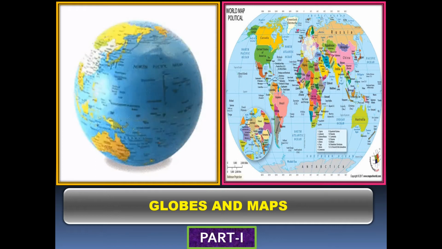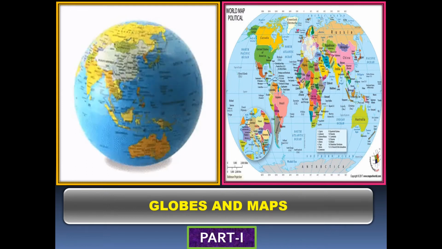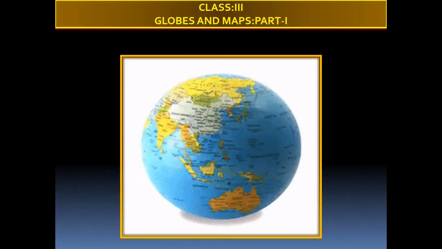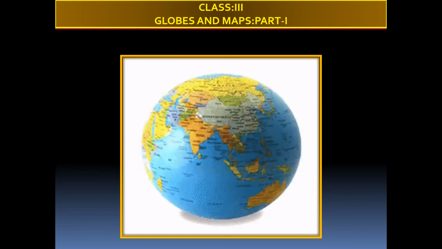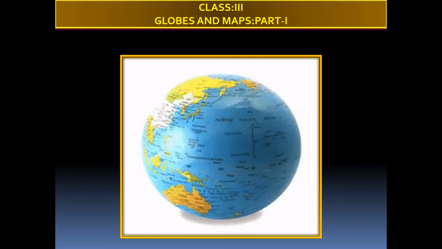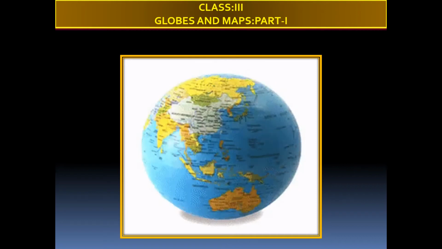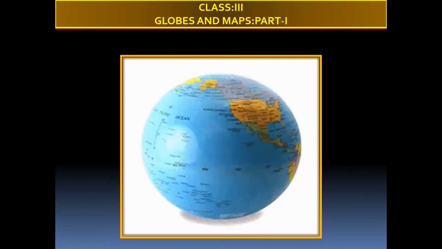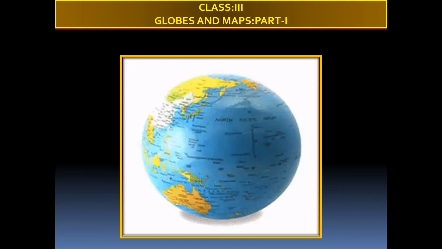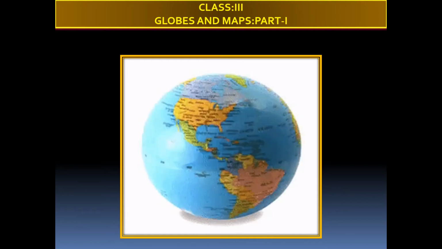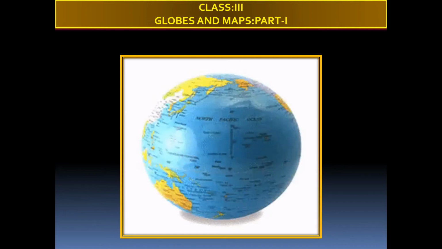Children, today we are going to learn a new topic, globes and maps. First part. Children, have you ever wondered how Earth looks from space? It looks like a blue ball, but it is difficult to see the entire Earth without going into space. So, we use a model of Earth to study it. This model of Earth is called a globe. Let us learn more about globes.